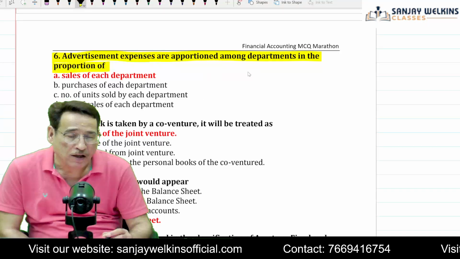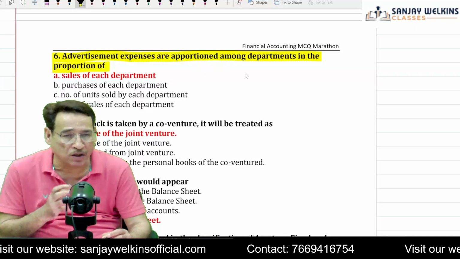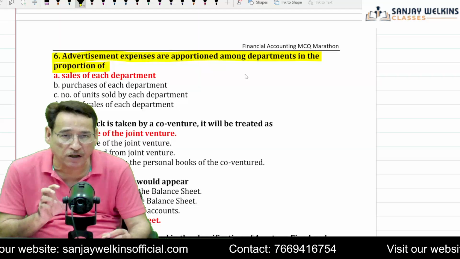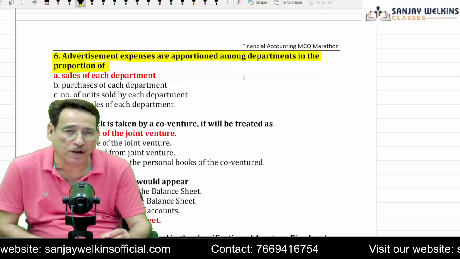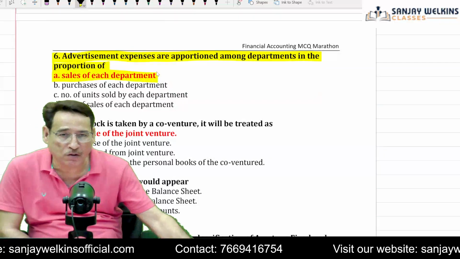Advertisement expenses are apportioned among the departments in the proportion of. Under departmental accounting, often there are some expenses which are given to us in an unallocated form. So such expenses need to be segregated and divided among the various departments. Because advertisement expense deals with sales, you are going to allocate it on the basis of sales of each department.